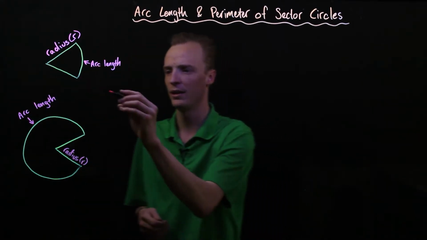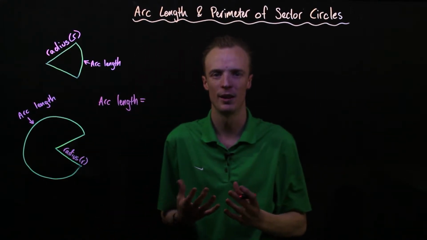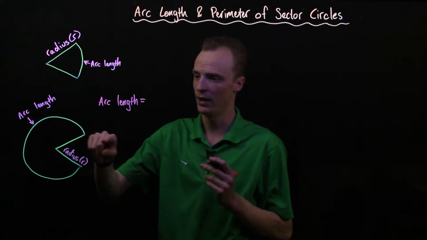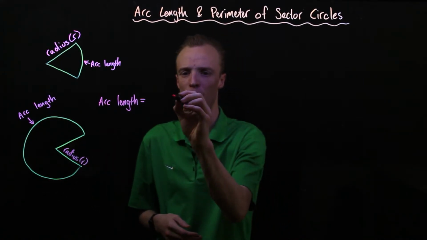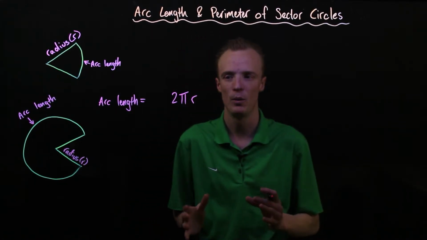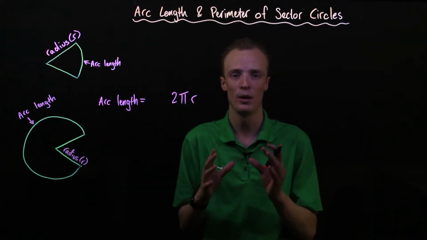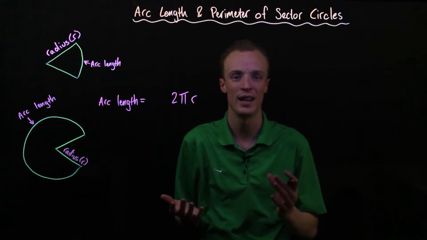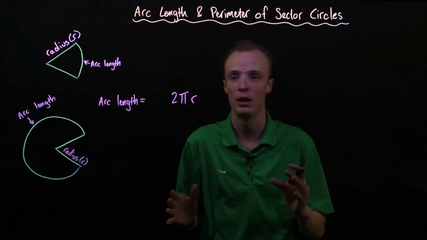Now, in order to find the arc length, we use something that derives from the circumference of a circle formula. If this was a full circle, we would normally calculate the total circumference by multiplying 2 pi by the radius. But we don't want the whole circumference of the circle. We only want part of the circle. So there's another piece of information we need to tell this formula what part of the circle we have.